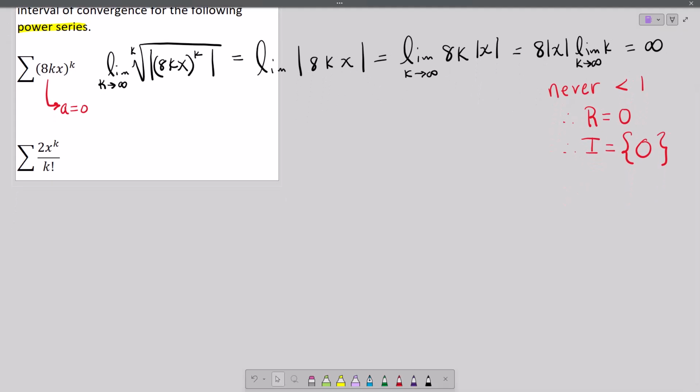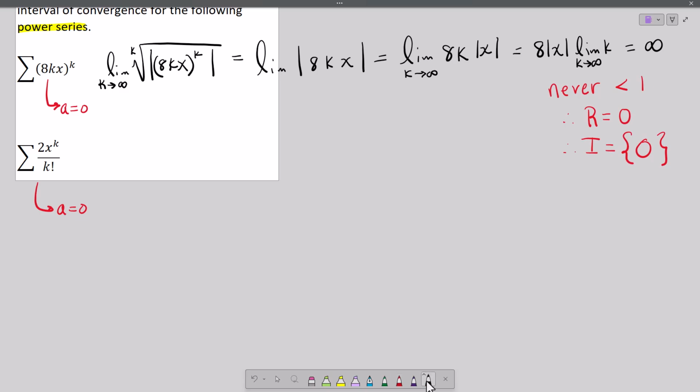What is the center of this series? 0, right? It's just x. If it's x minus 2, the center would be 2. If it's x minus 5, the center would be 5. If it's x plus 3, the center would be negative 3. But this is just x. So this center is 0 also.